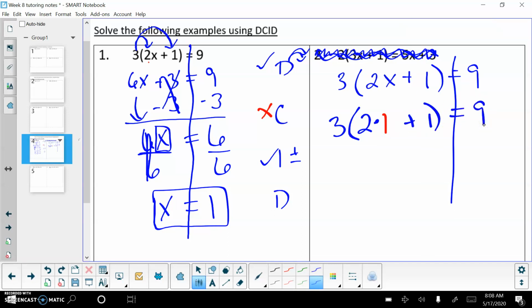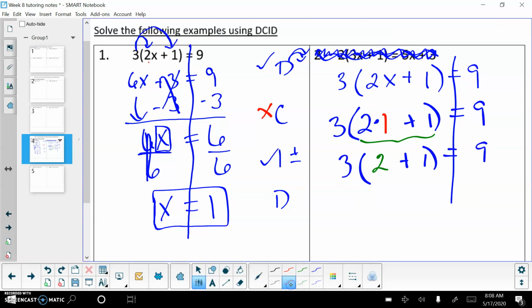And I'm going to follow my order of operations. Your order of operations tells you that you need to work inside the set of parentheses first. And it also tells us that you multiply before you add. So I'm going to do the 2 times the 1. Okay, so 2 times the 1, that's the 2. And everything else still remains the same.